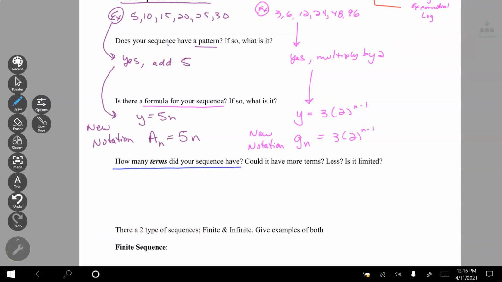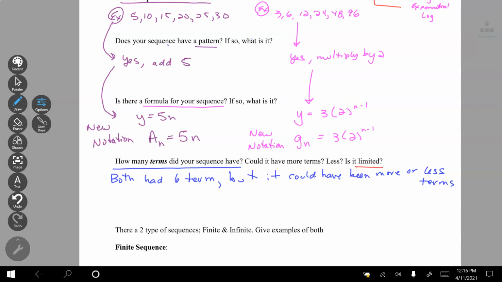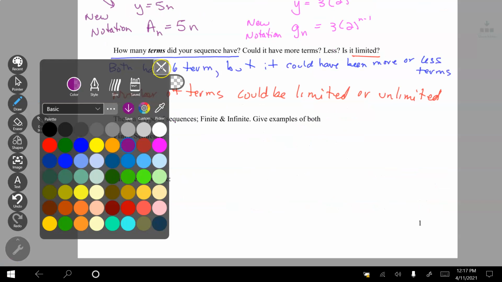So how many terms did both these sequences have? Both had 6 terms. But there could have been more terms or there could have been less terms. It's not really defined. Is the number of terms limited? The number of terms could be limited or they could be unlimited. It all depends on what we have, and we'll talk about what that means in a minute.